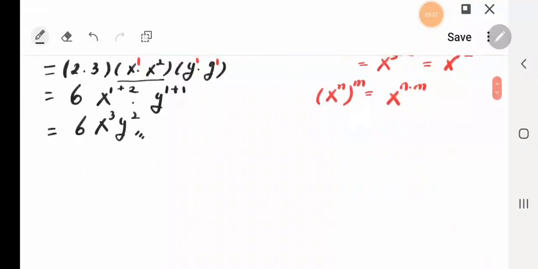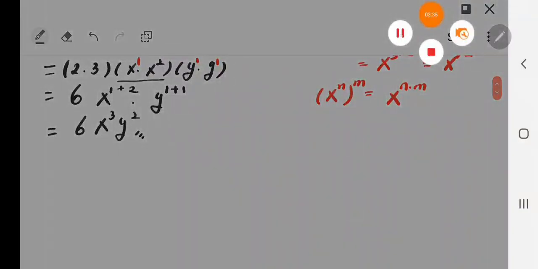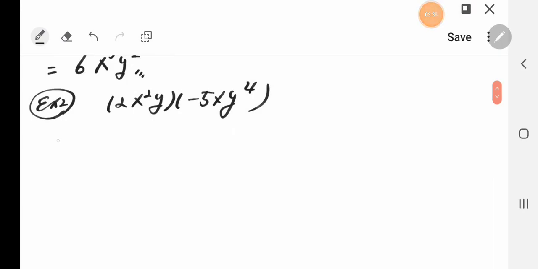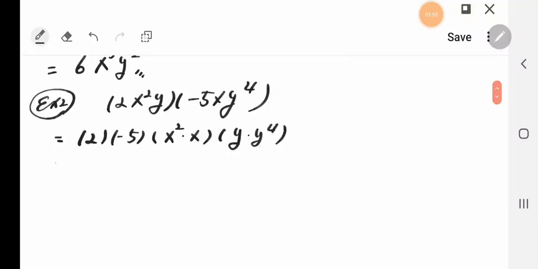Okay, let's try example 2. For this example, we will put like factors together, so numbers together. So we will multiply 2 and negative 5 together and then put x factors together. So we have x squared times x, and then also put y and y to the 4th power together. Multiplying these two numbers gives negative 10, and the exponents of the x factors are 2 and 1.